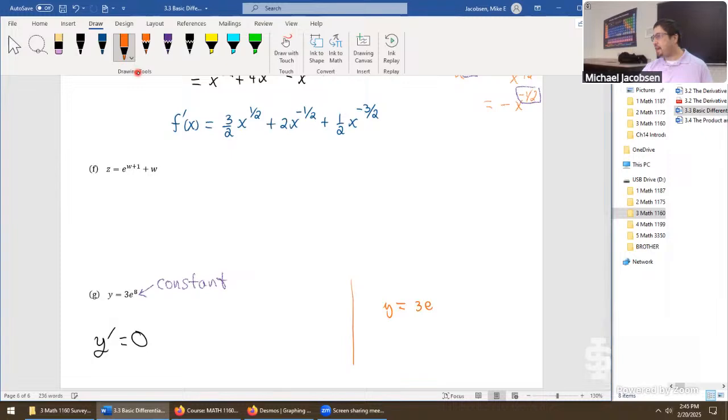3 e power 8 times x. Now this is a different rule with a constant. Here, no variable whatsoever immediately implies the derivative has to be 0. But now over here, we have a constant multiplying variable x. This one will give us y prime is just 3 e to the x. Kind of weird in a sense. Any questions, folks, about part G or the slightly different version?